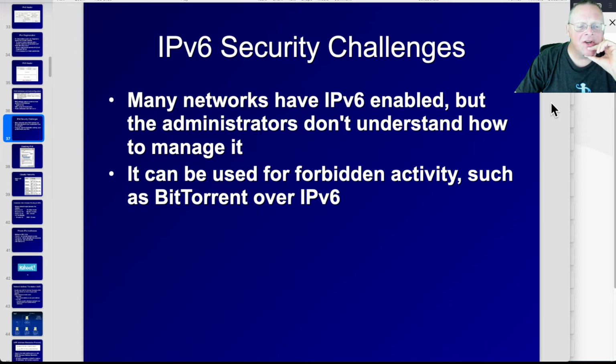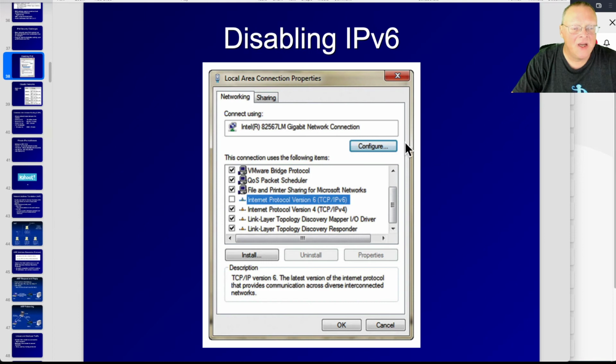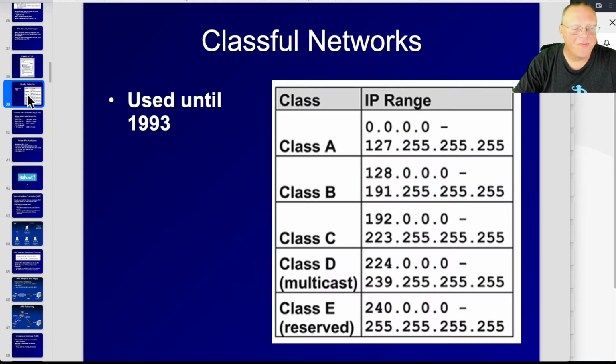So IP version 6 is kind of a problem. A lot of people are sending data over IP version 6, but a lot of security devices have not yet upgraded to handle it. So there are people who can sometimes get away with violating security rules, like running BitTorrent over IP version 6. So what some people do is they disable IP version 6. You can go in your network properties on Windows and turn it off if you're not using it, to stop people from using it for nefarious purposes.